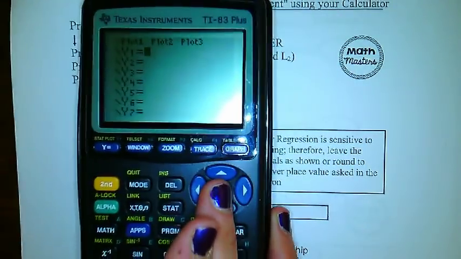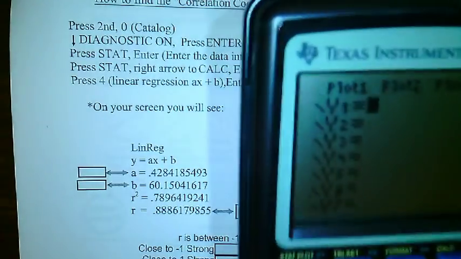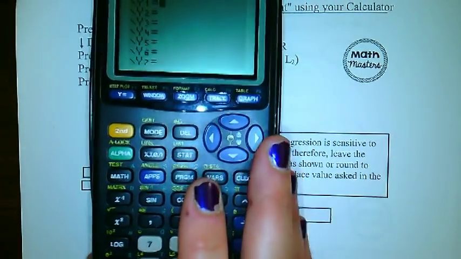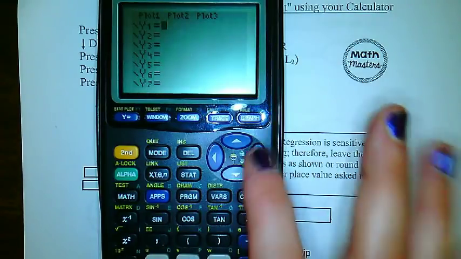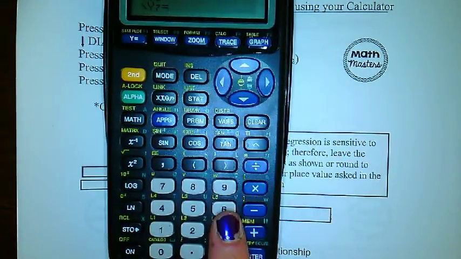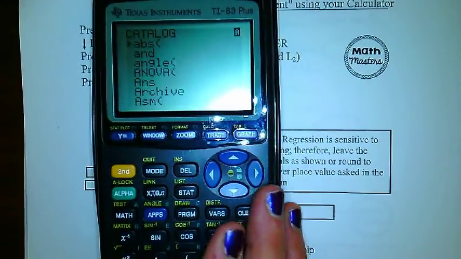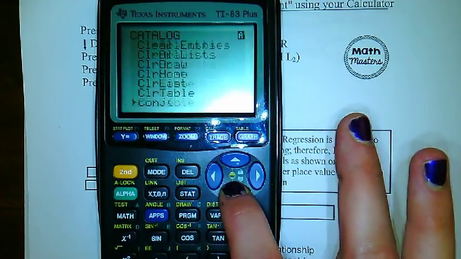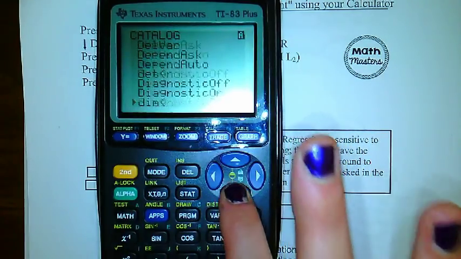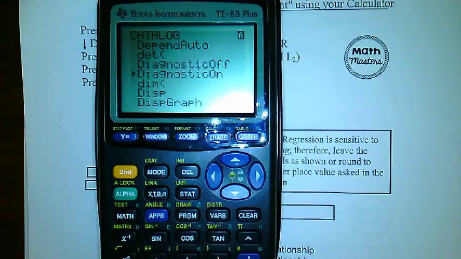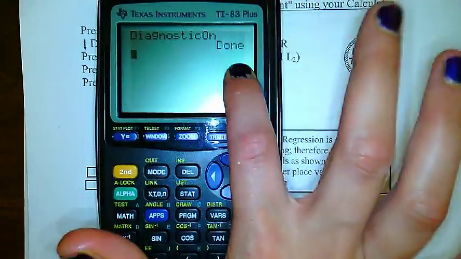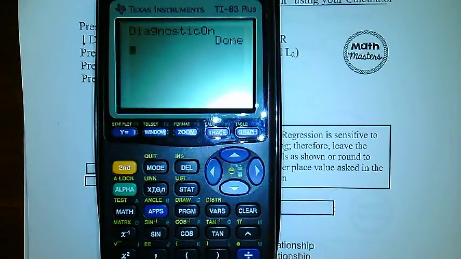What you're going to do in your calculator, and you're going to have to do this every time, especially after you restart the calculator, is go to second, and if you look right above the 0, it says catalog. Okay, and then it's going to come up like this. This is super annoying, but you're going to scroll down all the way until you see diagnostic. We want to turn our diagnostics on. So you're going to press enter so it comes up, press enter until it says done. You should only have to do it once, but press enter when it's done.